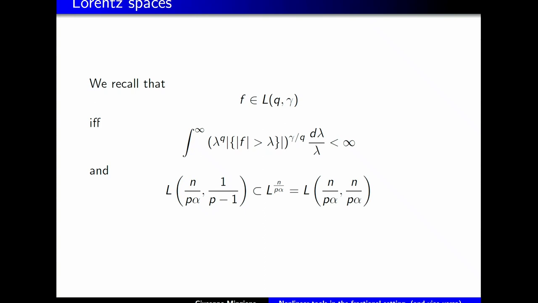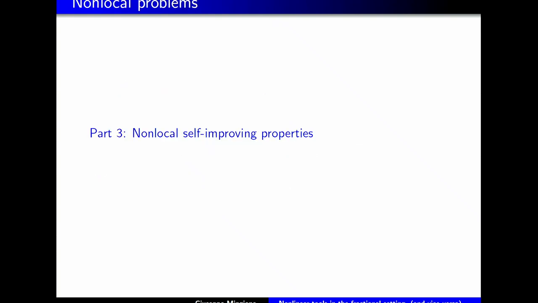Okay, this was the first extension, let's say, the first type of extension. It replicates a local result. Now I'd like to present a second fractional result that does not replicate a linear result, essentially where a new phenomenon comes up. And this is a non-local self-improving property.